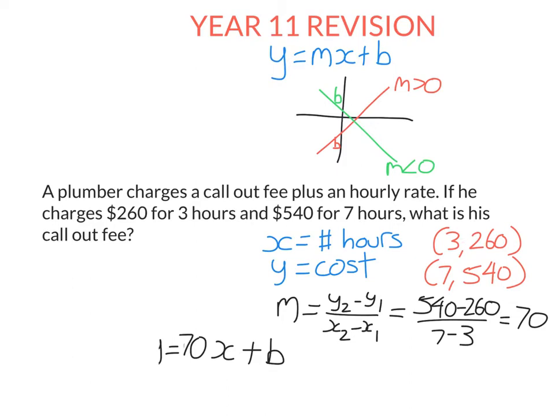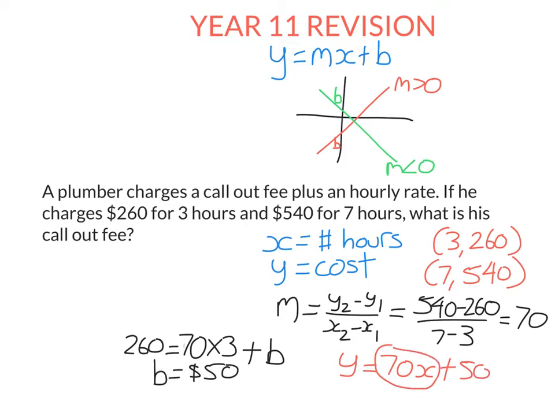So in that first point, the y value is 260, so I'm going to change it to 260, and then I'm going to change the x value to 3. So now I have 260 equals 210 plus b. This is really easy to solve. You just subtract 210 from both sides. You get b is 50. So the equation linking x and y here, the cost is equal to 70 times the number of hours plus 50.